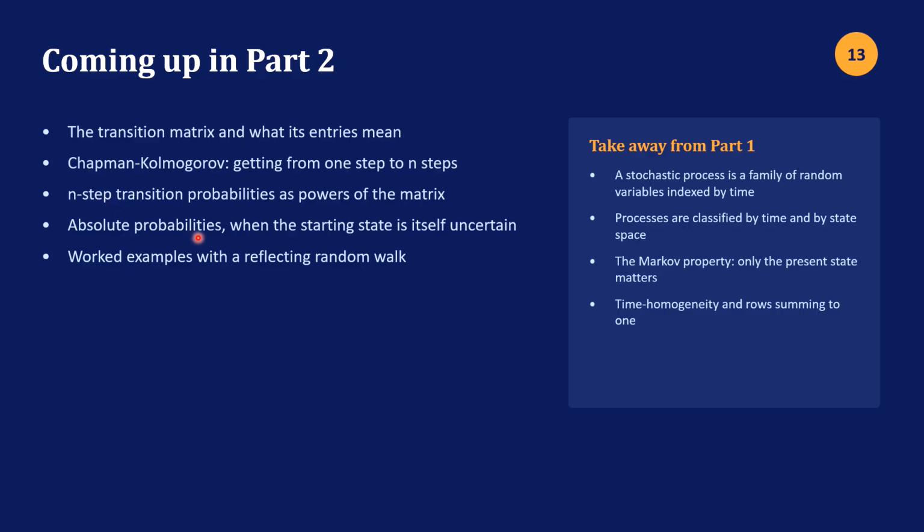Then we'll talk about absolute probabilities when the starting state is itself uncertain. So you need to kind of know where you start in order to make use of these probability matrices. And then we'll do some worked examples related to random walks.